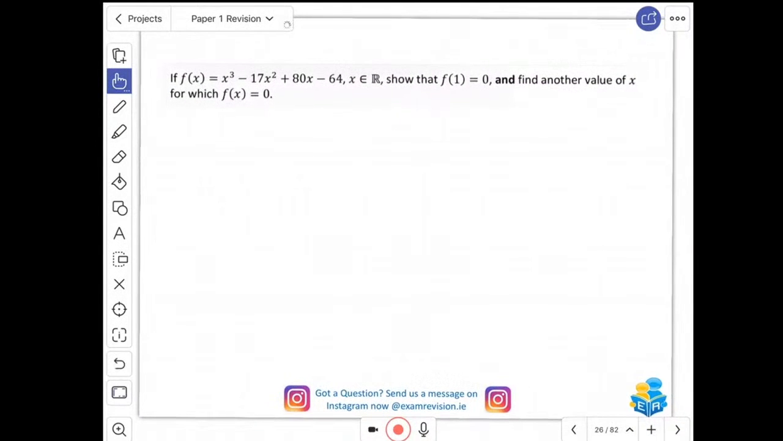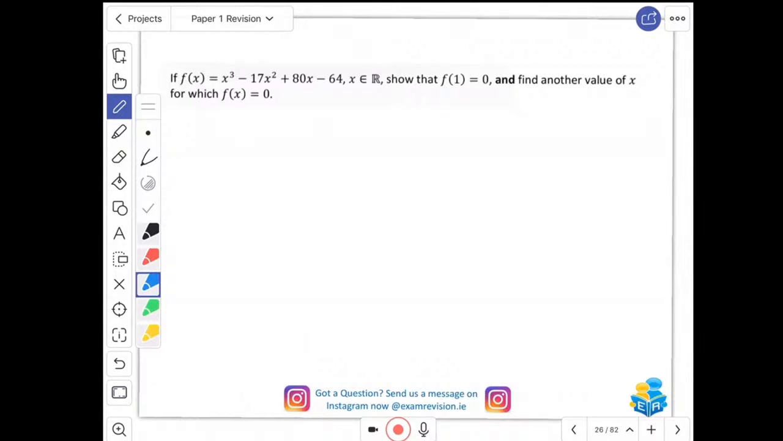So this is an exam question we're going to look at together really quickly. We're told if f(x) equals x cubed minus 17x squared plus 80x minus 64, show that f(1) equals 0 and find another value of x for which f(x) equals 0. They haven't used the word root or factor, but that's basically what they're asking us to do here. So this is a root, and all they're asking you to do to start off is prove that that gives you 0. They're actually being quite sound in this question. They could have just said, work out the roots or the factors of this cubic, and you would be expected to know how to do that without any other hints.